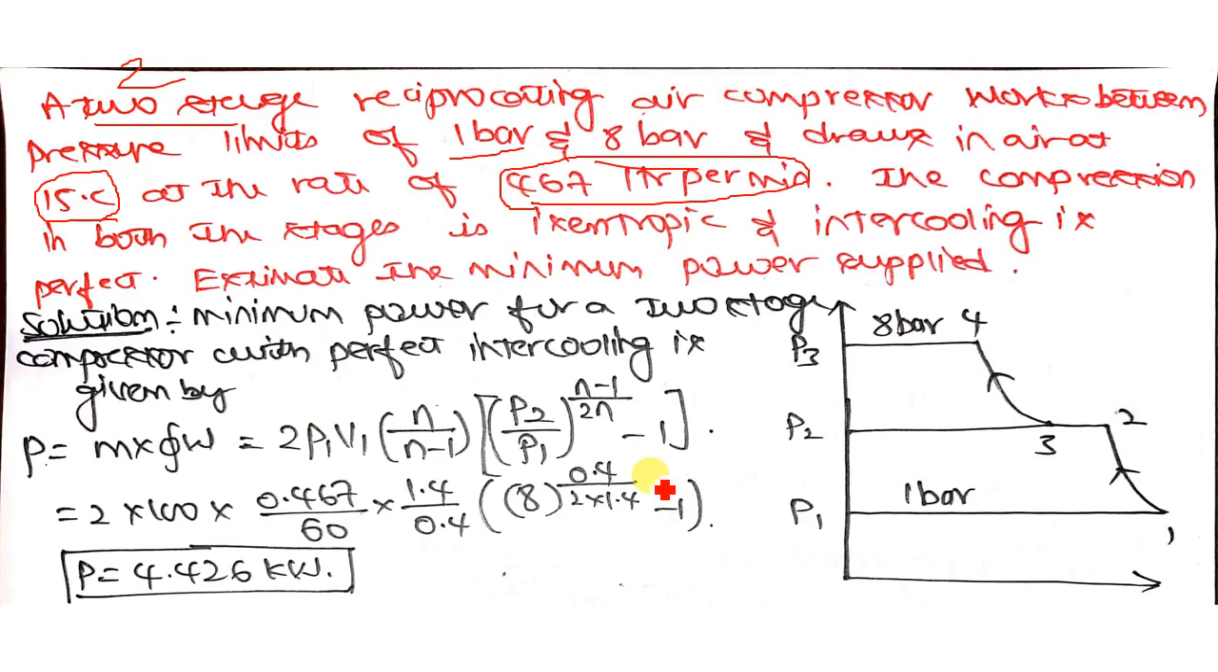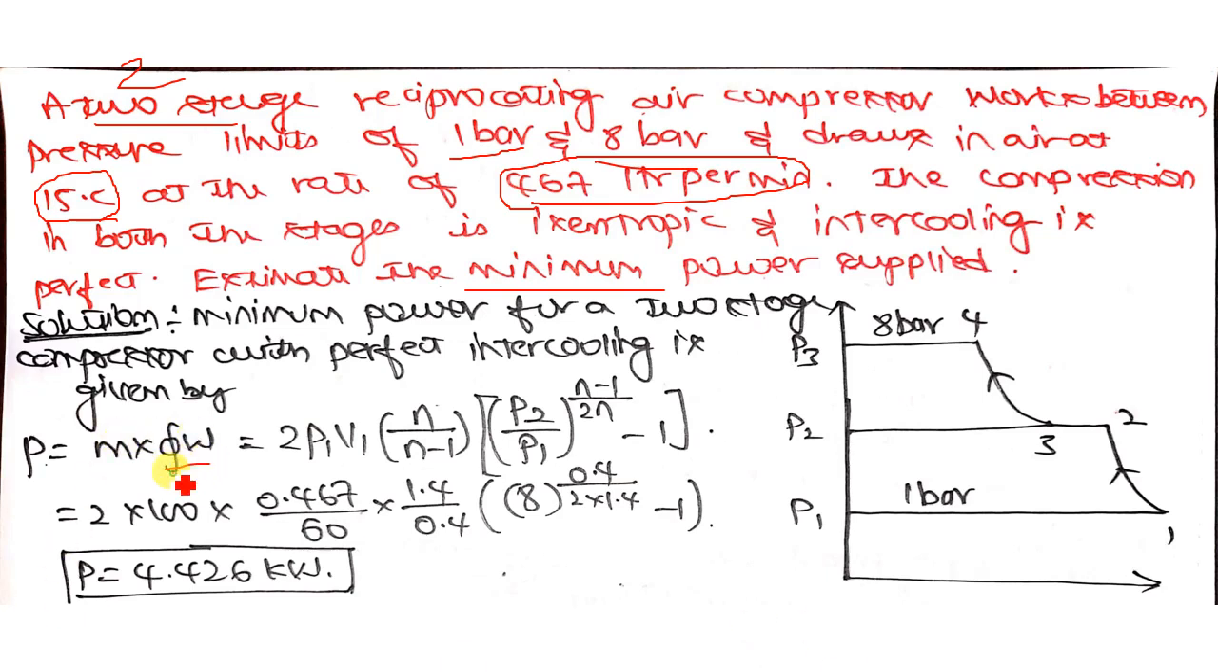The compression in both the stages is isentropic and the intercooling is perfect. If the intercooling is perfect, what happens? I have explained in the previous video, just refer to it. Estimate the minimum work power supplied. So minimum work supplied he has asked. What is the minimum work that you have to supply for this particular system which has been described just now? For this you have a formula which is given as mass flow rate into the work input.